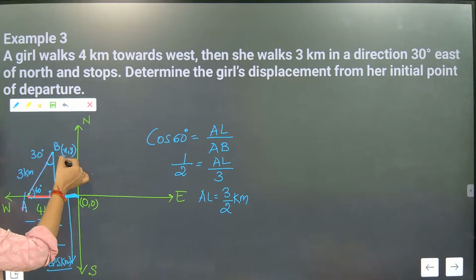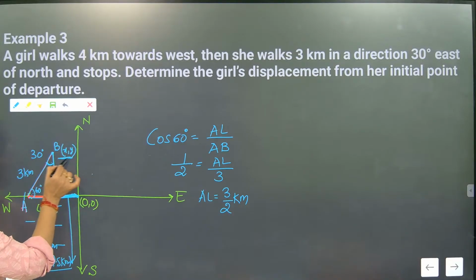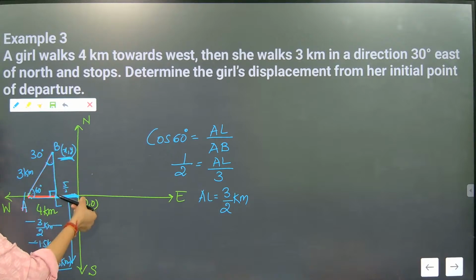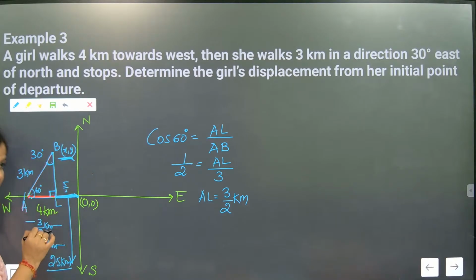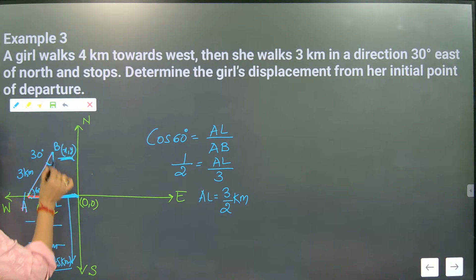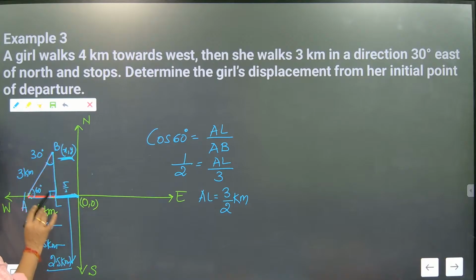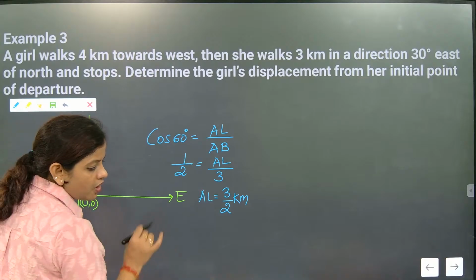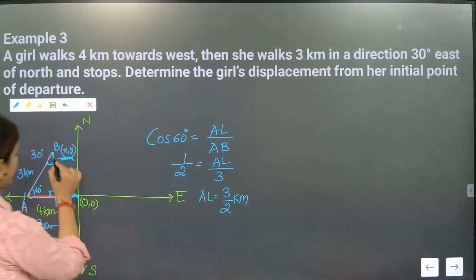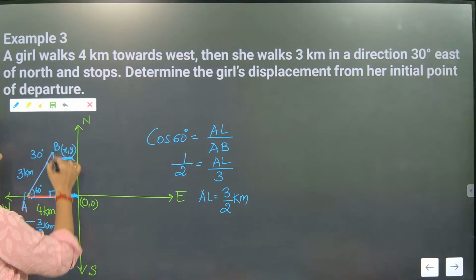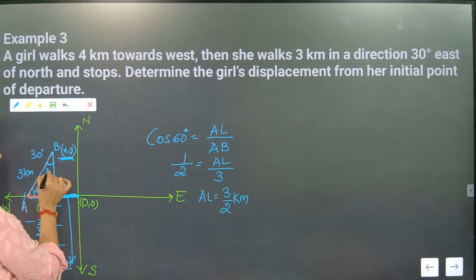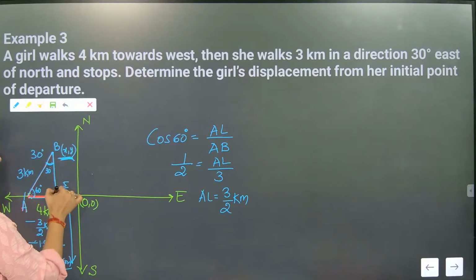Why? Because they're asking for this displacement. Now, where is she now? She's at the xy location, so this displacement we have to find. Displacement means shortest distance. Understood? Shortest distance from the point she started. Got it? So when we have to find displacement, now we will find BL. How to find BL? For BL, what degree is this, beta? 30 degrees. And this one will become the base.